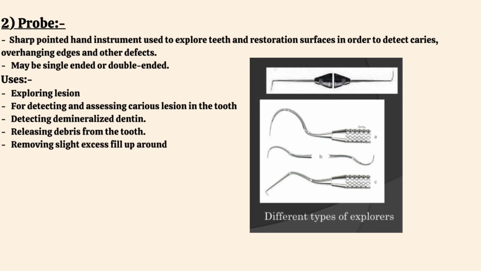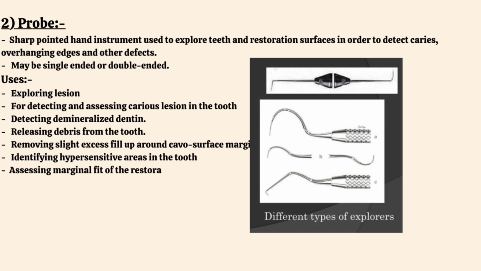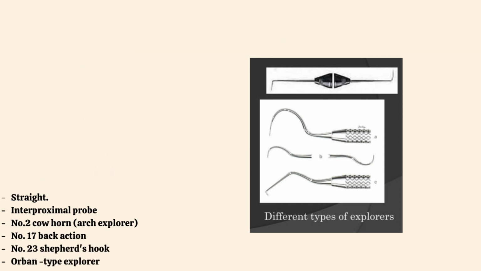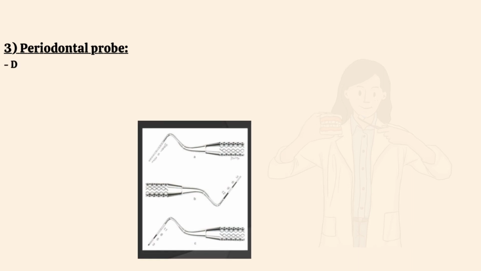Removing slight excess fill-up around cavo-surface margins. Identifying hypersensitive areas in the tooth. Assessing marginal fit of the restoration types. Straight. Interproximal probe. No. 2 cowhorn, arch explorer. No. 17 back action, No. 23 shepherd's hook. Orban type explorer.